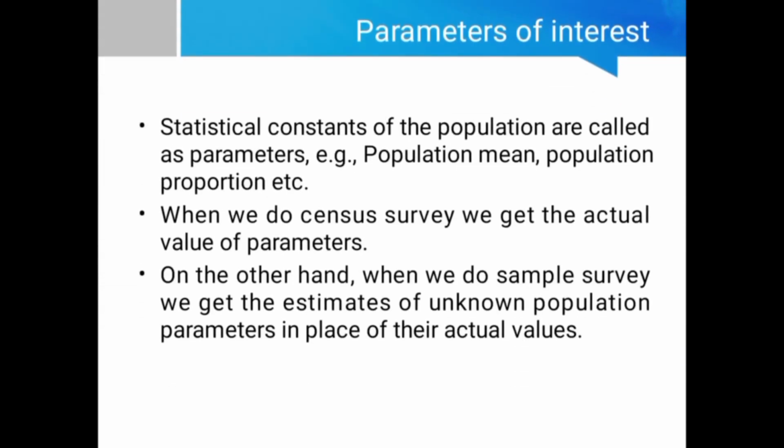Parameters of interest. Statistical concepts of a population are called parameters. Example: population mean, population proportion, etc. When we do a census survey, we get the actual value of parameters. On the other hand, when we do a sample survey, we get the estimates of unknown population parameters in place of their actual values.